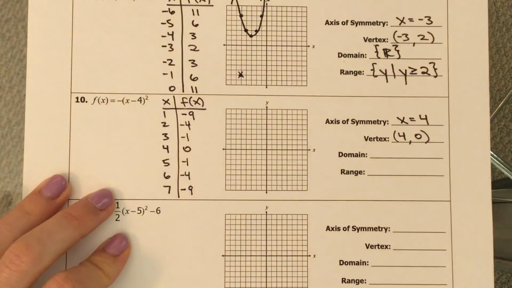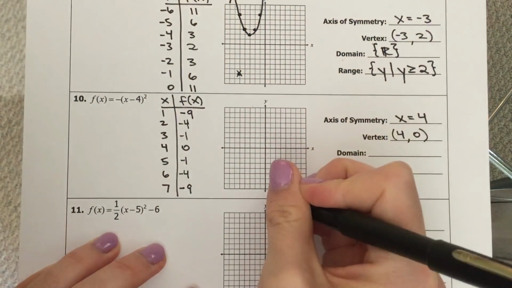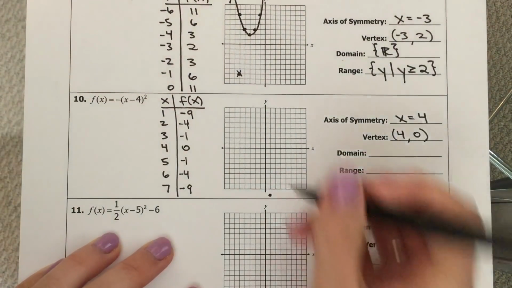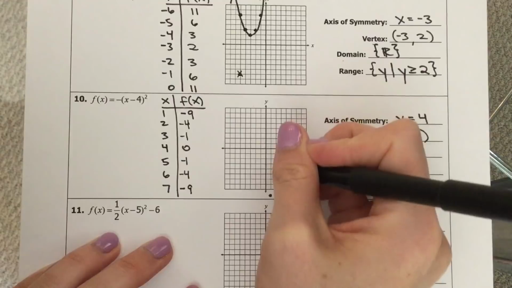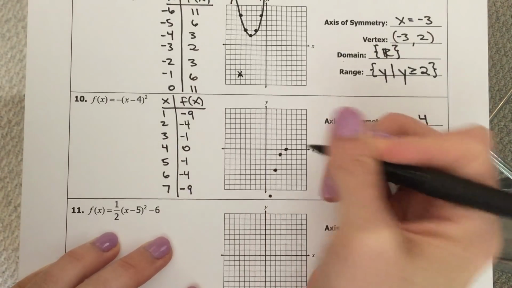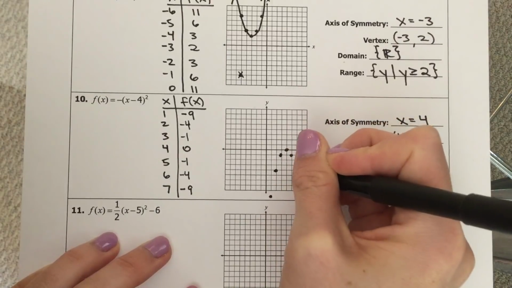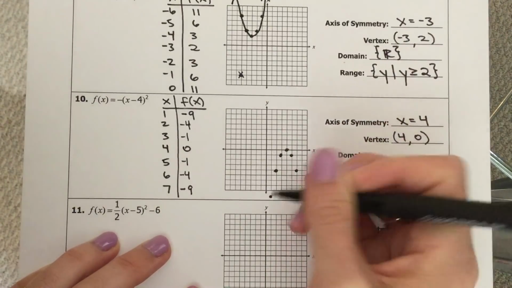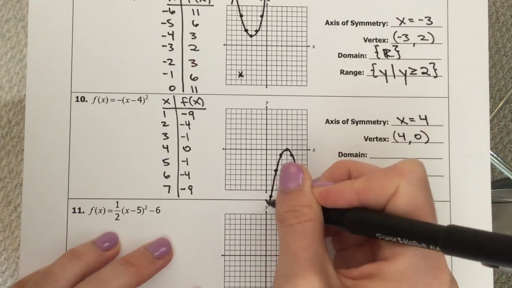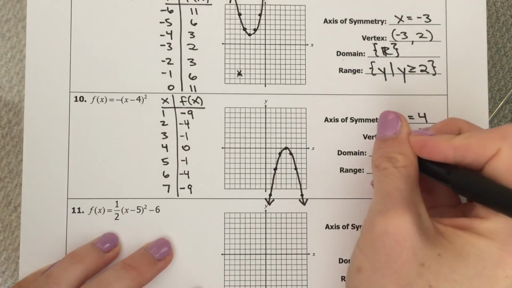Okay, so I can plot those values. So 1 is down at negative 9, so I can just go past a little bit. These ones are 8 in all directions. 2 is down at negative 4. 3 is at negative 1. 4 is at 0. And then you've got this symmetry. Okay, finish the rest of this table over here.